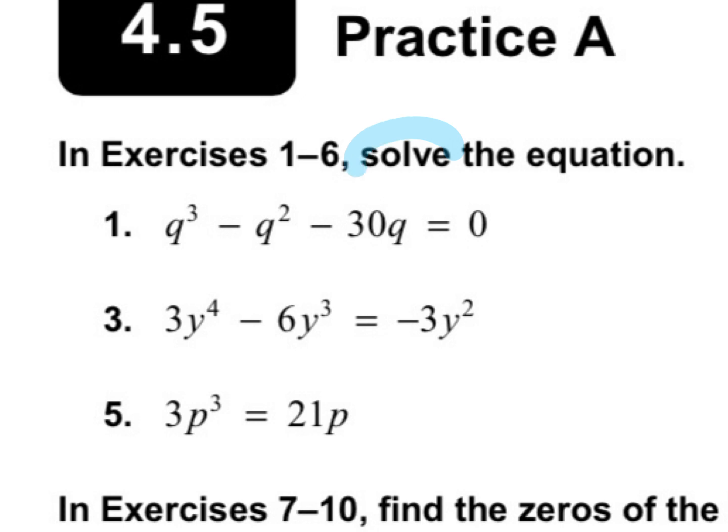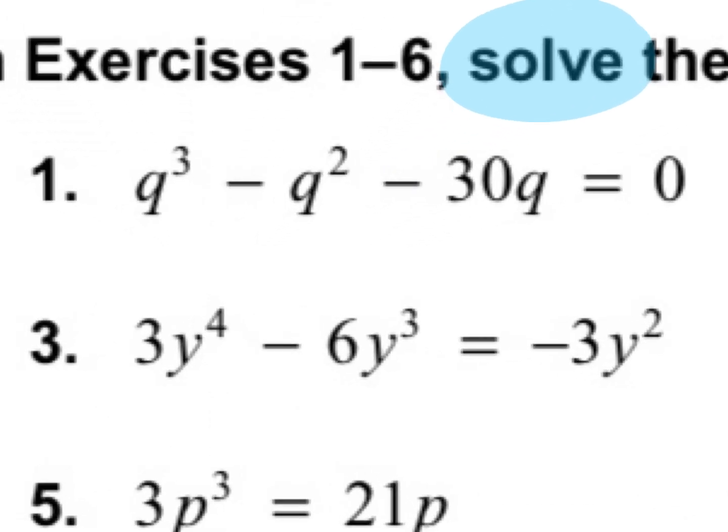All right, let's take a look at 4.5, number 1. So here it says solve, but we're doing the same thing. So we want to factor first. Once we find all of our factors, we just set them all equal to 0 to solve. So what would I need to do first for number 1? You could take out a q. I can take out a q. So take out the GCF just like we would if we were factoring. So I have q squared minus q minus 30 is equal to 0.